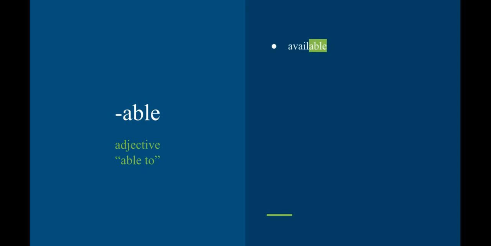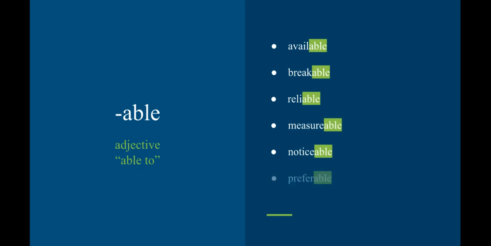So available is like able to be availed, which is a little odd, but it's there. All right, breakable, it's able to be broken. Reliable, able to be relied upon. If you're a reliable person, I can rely on you. Measurable, okay, able to be measured. Noticeable, able to be noticed. Are you sensing a pattern here? Able to be something. Able to be preferred, preferable. Okay, not preferable, it's preferable.